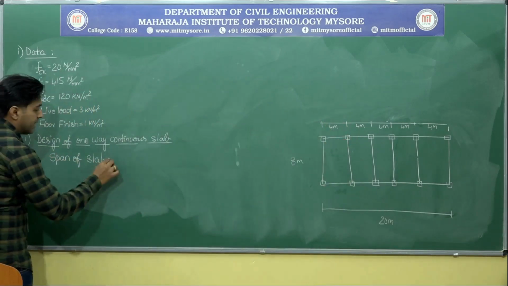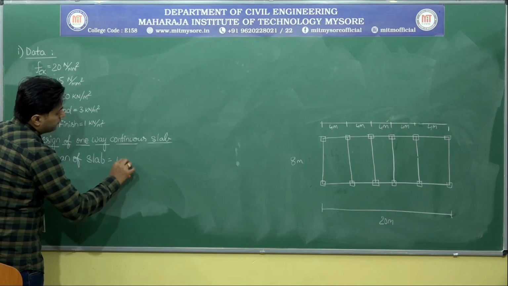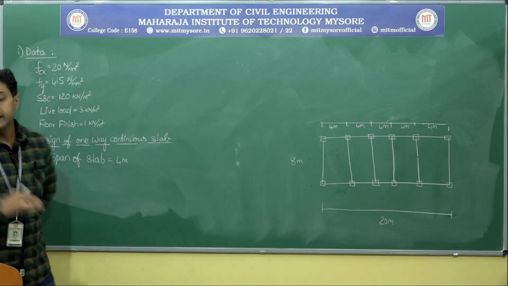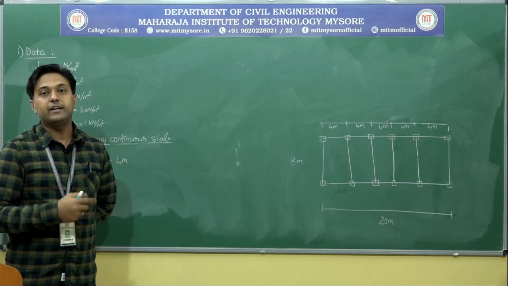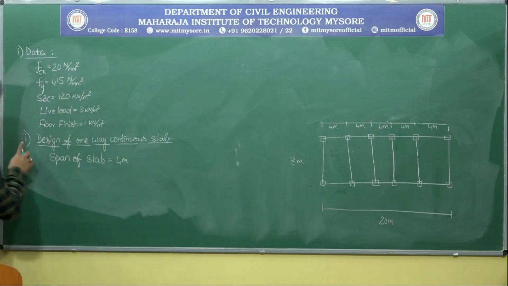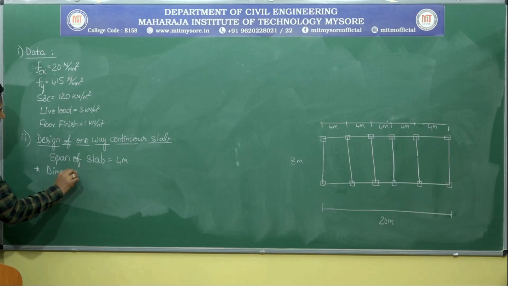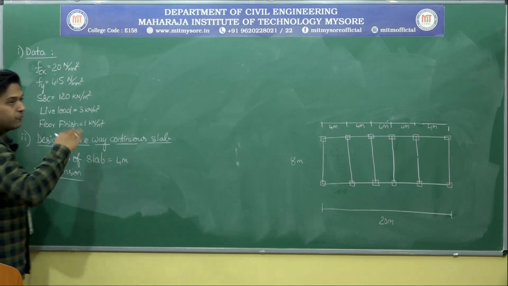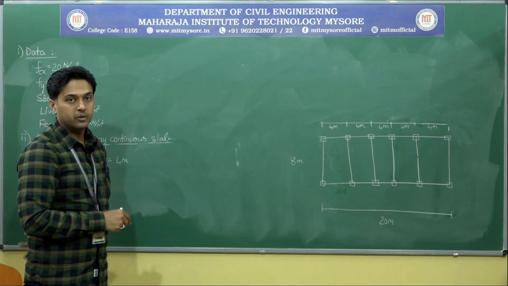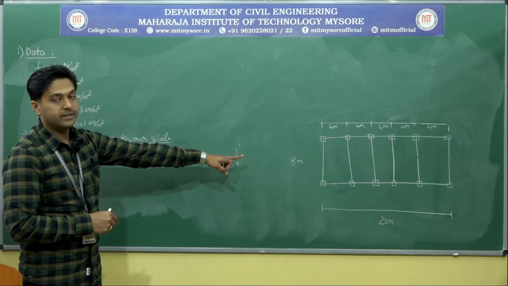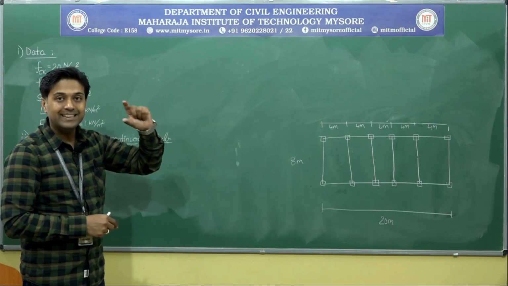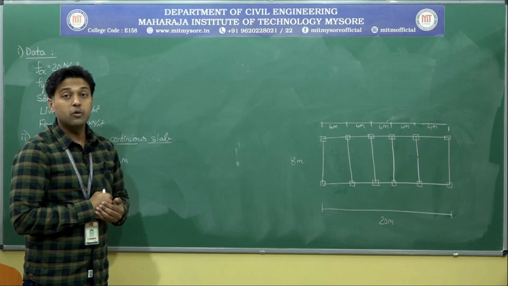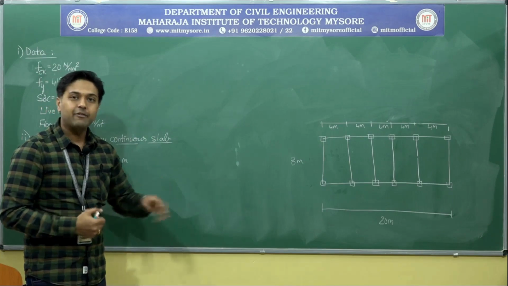So what is the span of the slab? It's 4 meter, as they have given. Next I need to go with the dimensions. This is the second one. In this, the first one is the dimension of the slab. We know the length and the breadth. Span is 4 meter, breadth is 8 meter. I am in need of the thickness. So how to calculate the thickness? We have a formula.